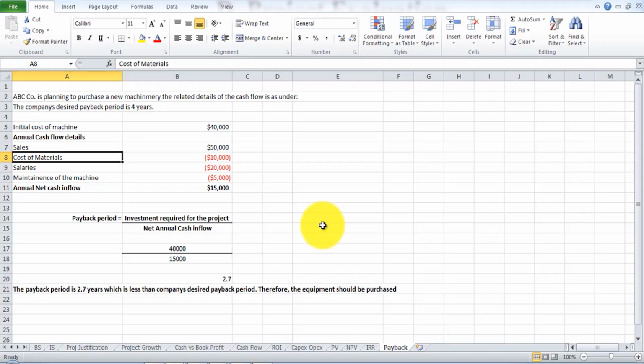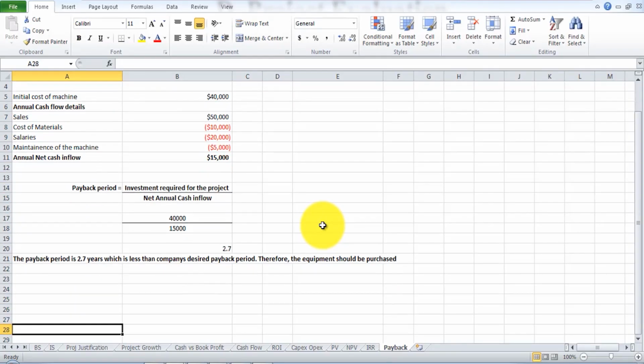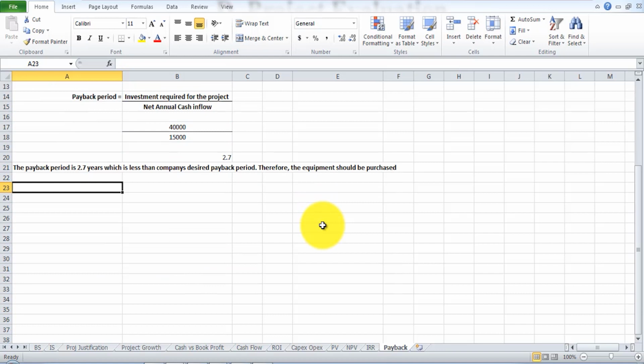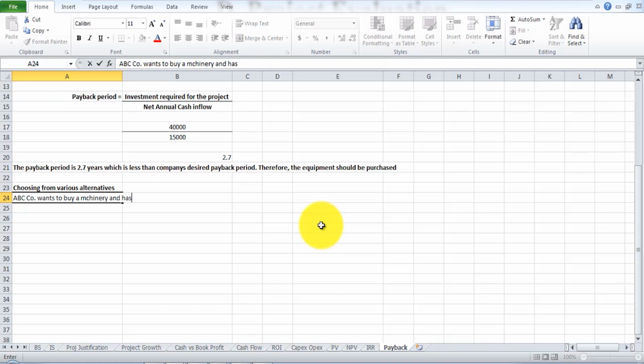I'll try to portray this with the help of two quick examples. So let us say, choosing from various alternatives. This is also as simple as it could get. Suppose ABC company wants to buy a machinery and has two equipment choices.